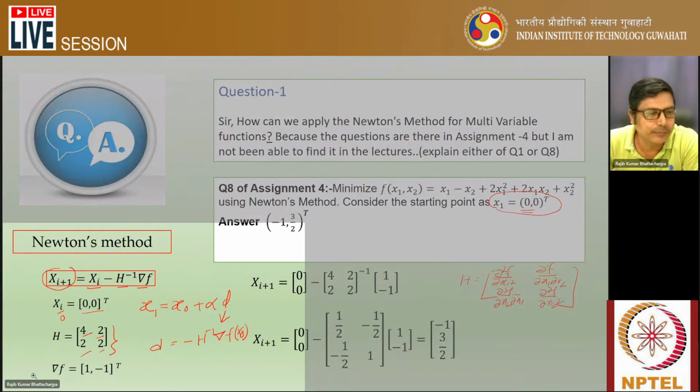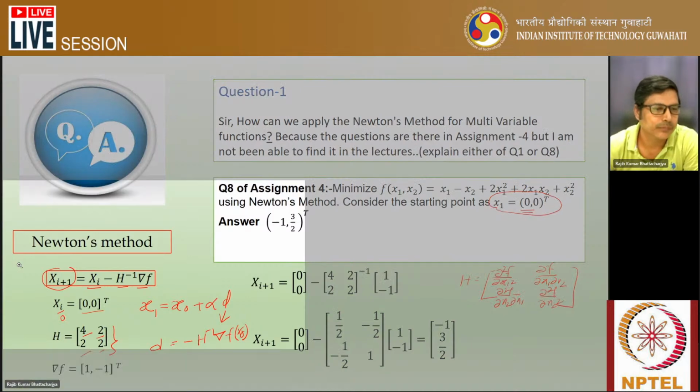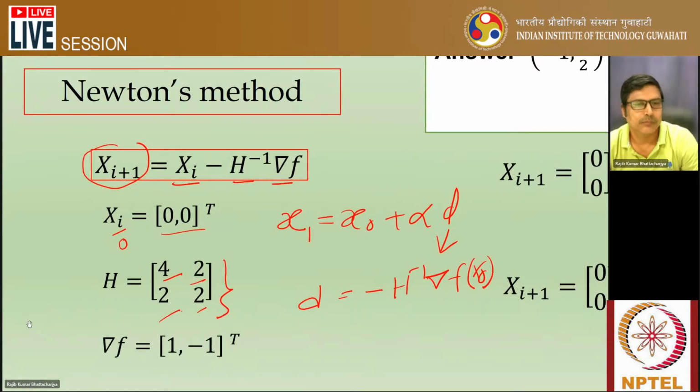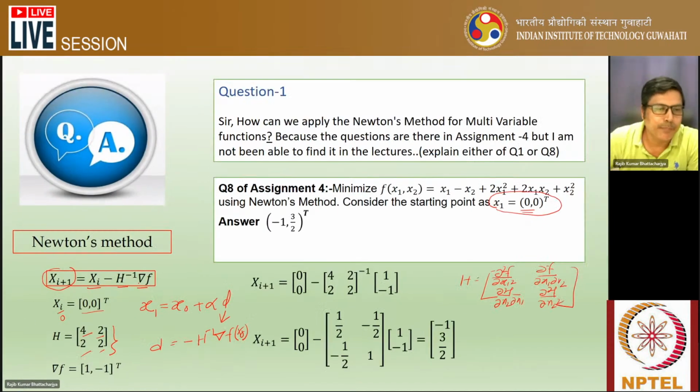Then I calculate del f, and del f is 1 minus 1. So I have calculated del f. This is the first derivative at x naught, and x naught means 0 0, so I am getting 1 minus 1.